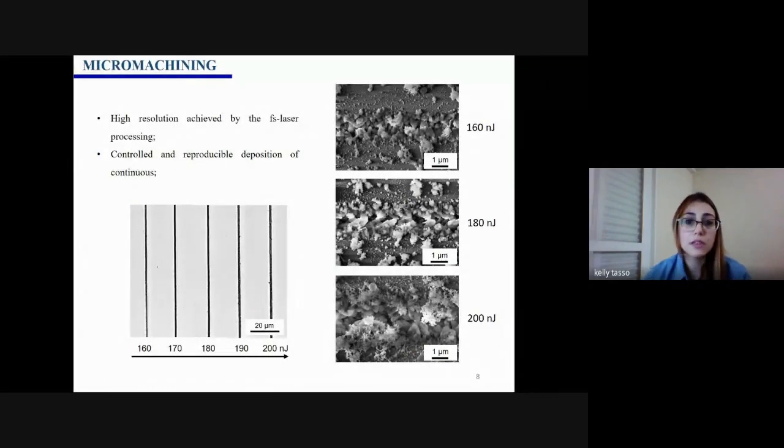As first results, after the material deposition process, groups of lines were transferred to evaluate the influence of the pulse energy on the width of the lines for the LIFT process. And by the optical images, we observe that the lines are reproducible, and we can see a controlled deposition, with the line width increasing as the pulse energy increases. We confirm by the scanning electron microscopy images, in which we can observe a decrease in particle uniformity when we applied higher pulse energies.